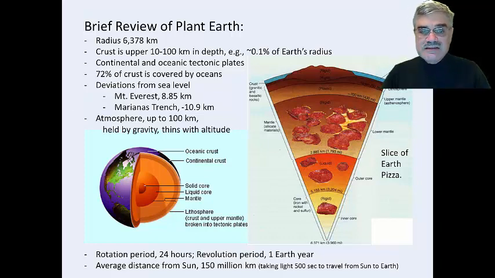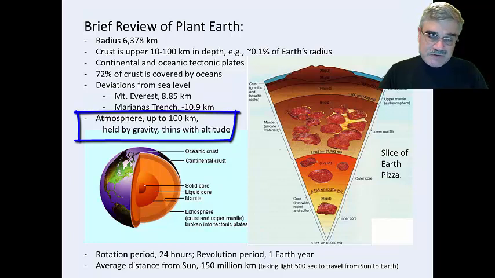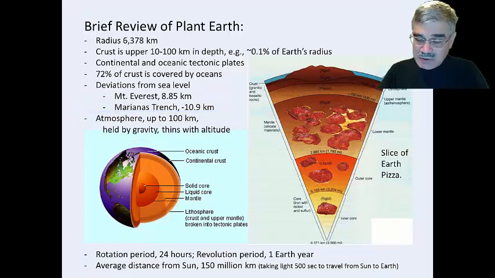The Earth also has a thin atmosphere that goes up to 50, maybe 100 kilometers. We'll see in the next slide it's probably closer to 50 kilometers. This atmosphere of gases is held close to the crust by gravity.